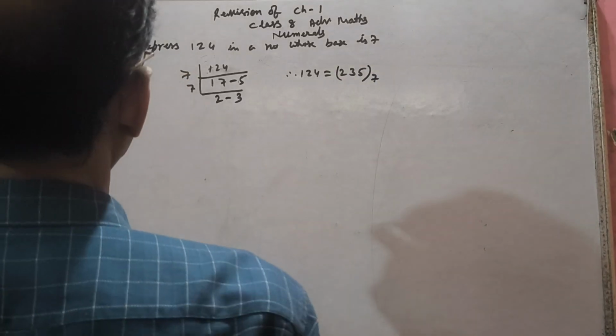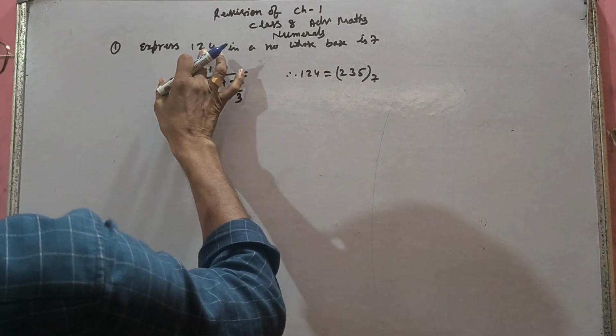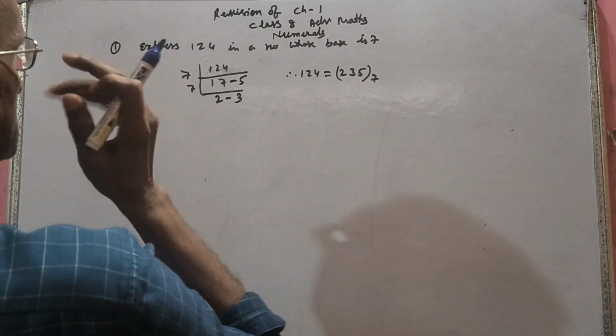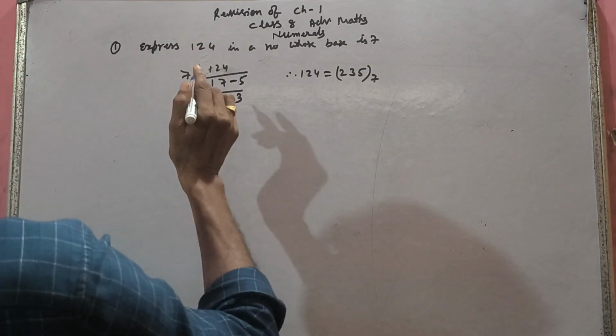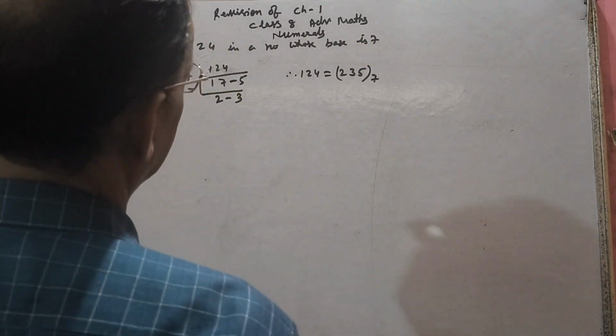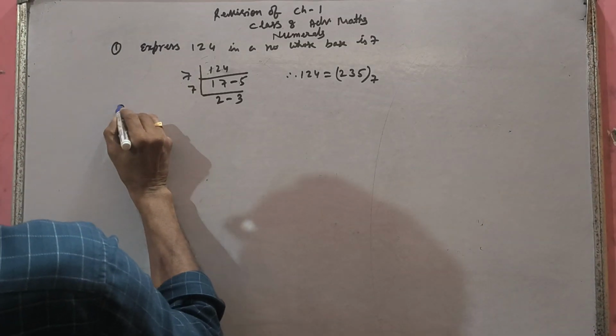So this way you can express a decimal number in any other base. This is called the successive division method. Okay, number 2.